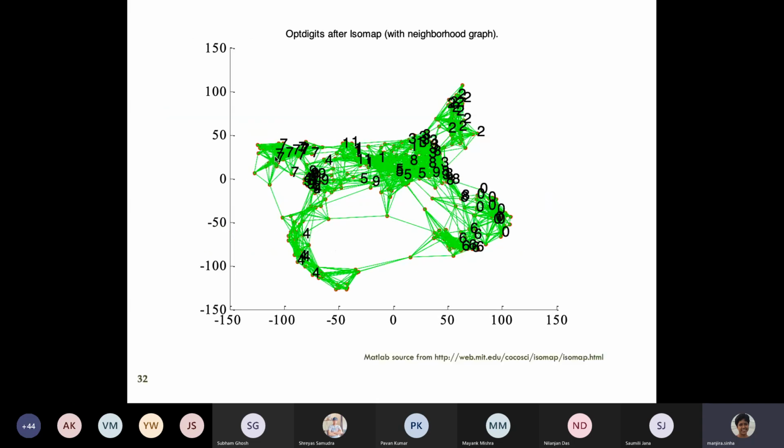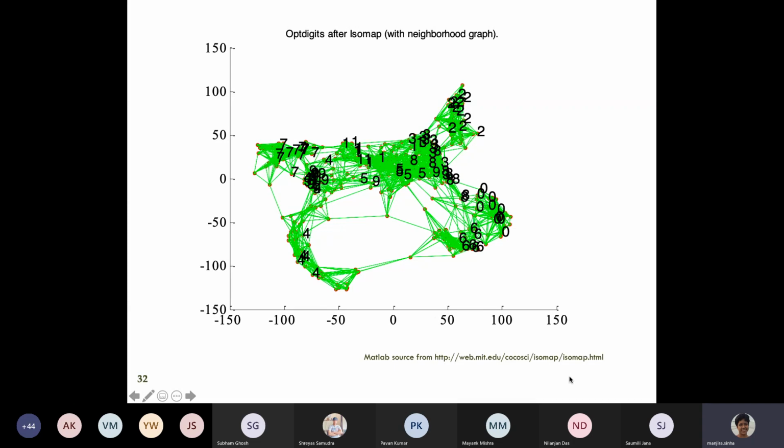Okay, so this code you can get from the MATLAB source. I am not sure what exactly the neighborhood graph data is, like what exactly the data set is. I have not got the time to look into the data set explicitly, but as you can see from the isomap representation, this is the digit data set, and the code source is in MATLAB from this web link.